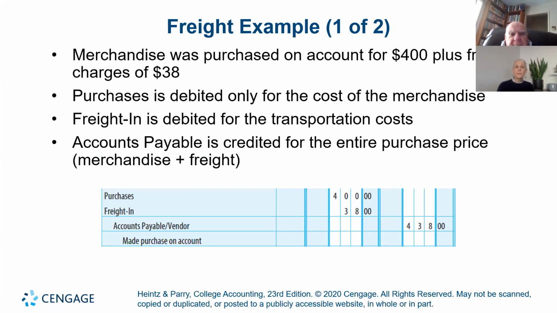And here's an example of freight. Merchandise was purchased for $400 plus freight. And it looks like the freight was included in the invoice as a separate line item. And we do want to recognize the freight as a separate item. So it was purchased for $400 plus freight. Purchases is debited, freight in is debited, accounts payable is credited.